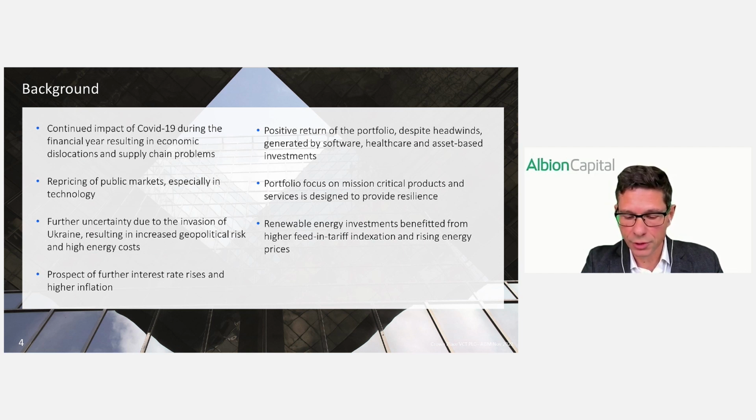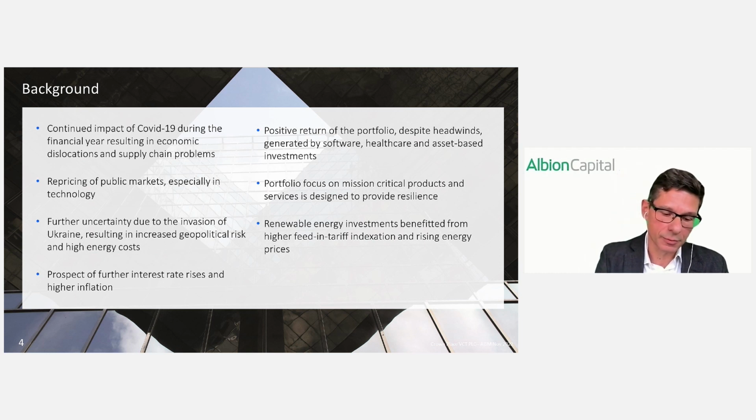The portfolio showed a certain level of resilience across the three key sectors of healthcare, asset-based, and general technology investments, which we're pleased with. In addition, the renewable energy investments benefited to an extent from increased energy prices, but also provided a natural hedge on inflation, because the feed-in tariffs for those investments that benefit from feed-in tariffs were uplifted in line with inflation. Next slide, please.